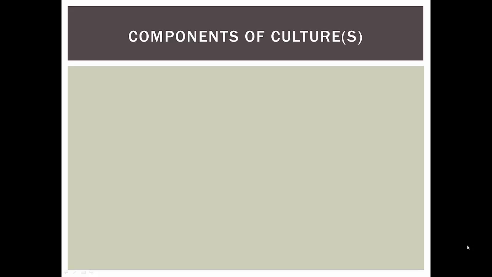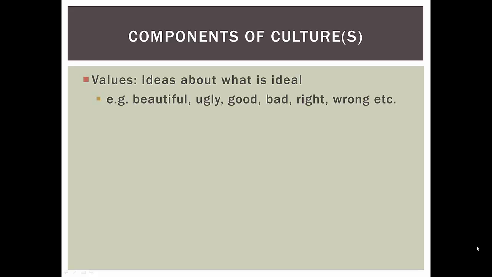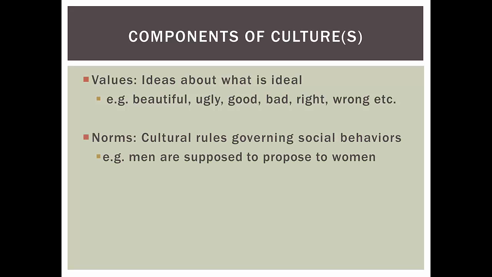Let's briefly look at some of the components of culture. We have values. These are ideas about what is ideal. So for instance, what we find beautiful, what we find right and wrong, what we think of as good and bad. These compose our values.